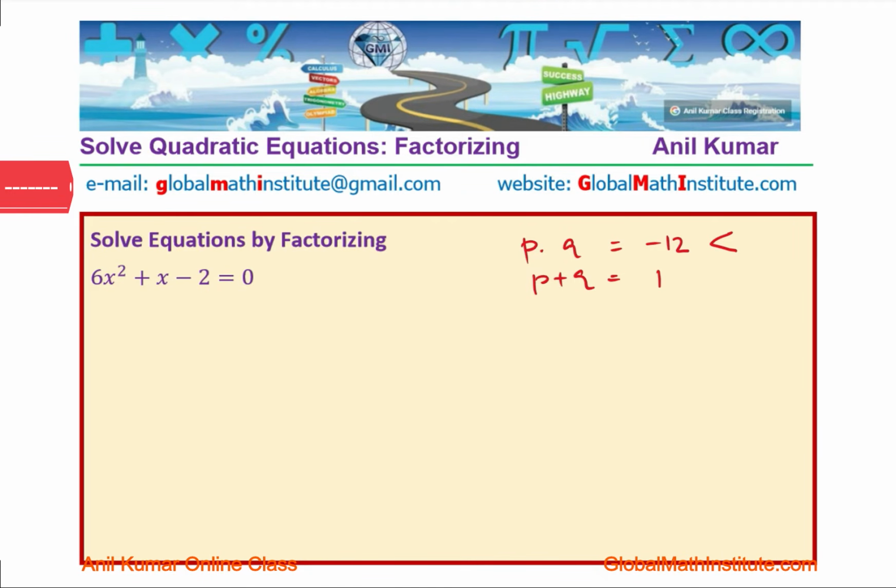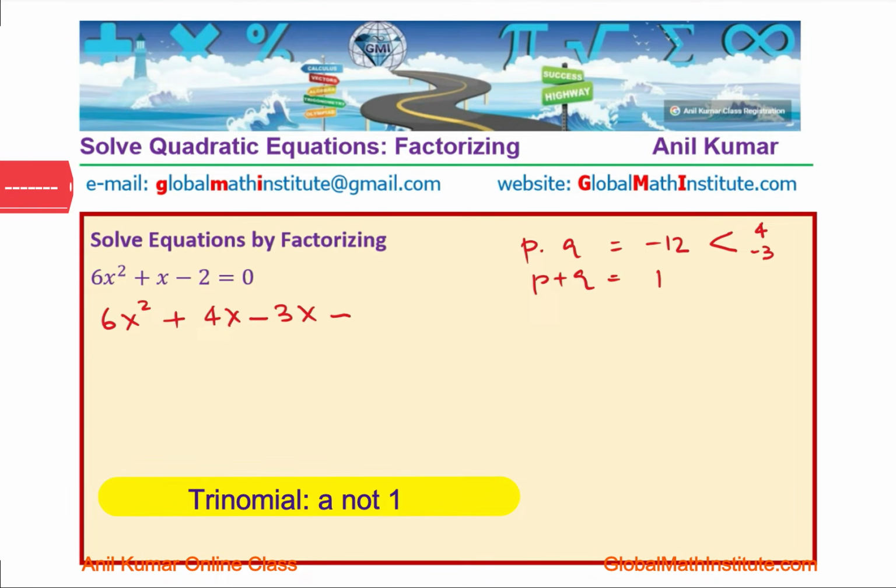Two numbers which can satisfy this, of course, are 4 and 3. They have a difference of 1. Since we need positive 1, we'll take positive 4 and minus 3. They add up to 1, correct? So, we can write this as 6x squared plus, split x into these two terms, 4x minus 3x, right? And we have already minus 2 equals to 0.